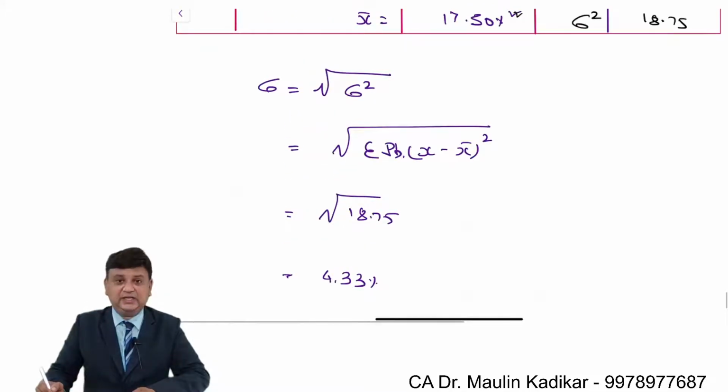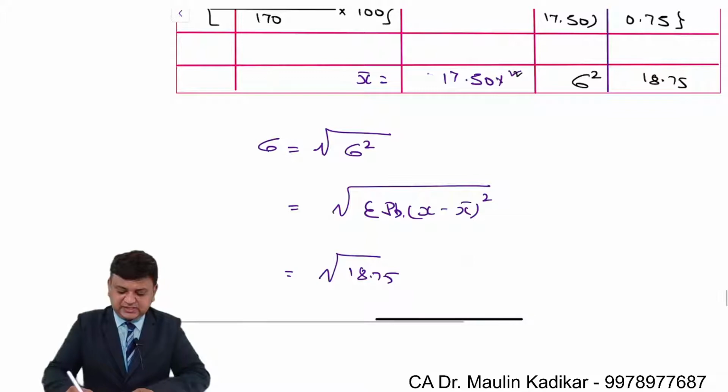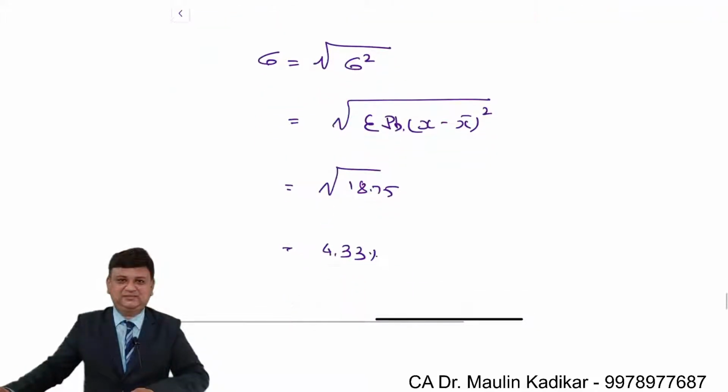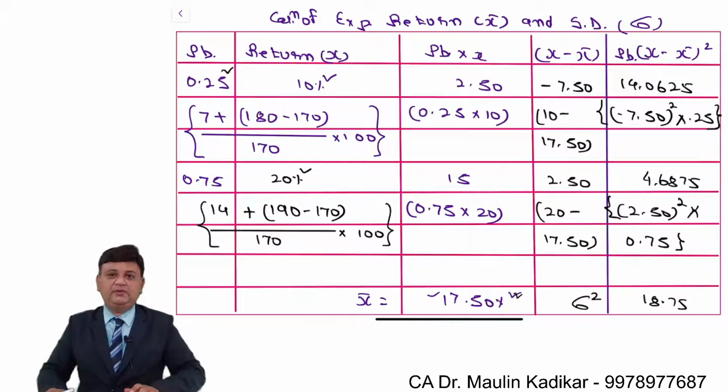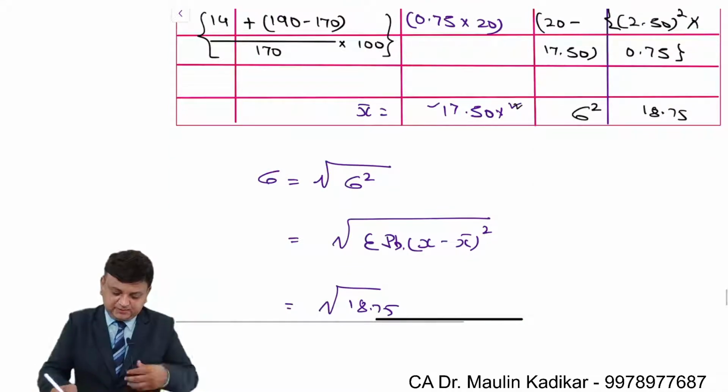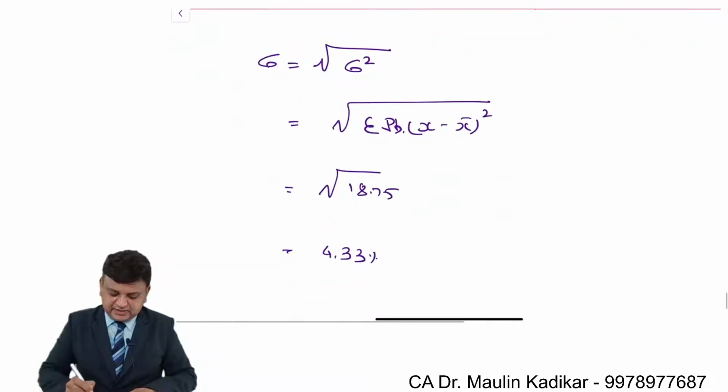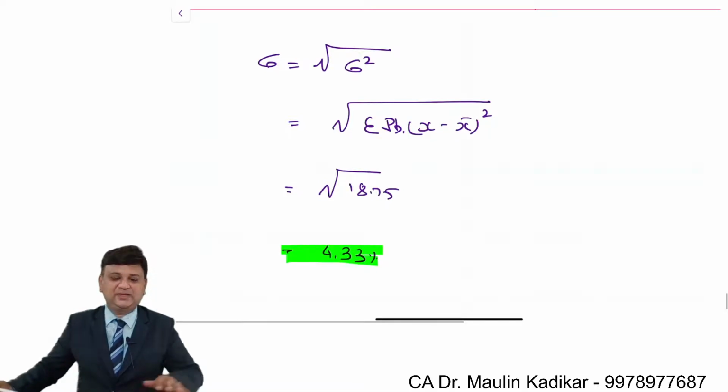This is the way the standard deviation is calculated, and this is the mean return that we have. So friends, here is the way we have made the computation of the expected return, that is mean return, which is 17.5 percentage, and it is subject to the standard deviation of 4.33 percentage.